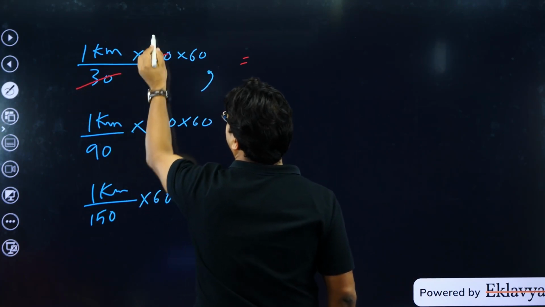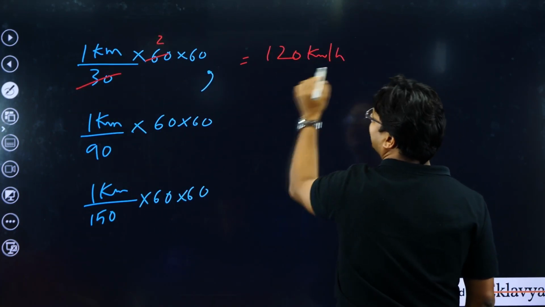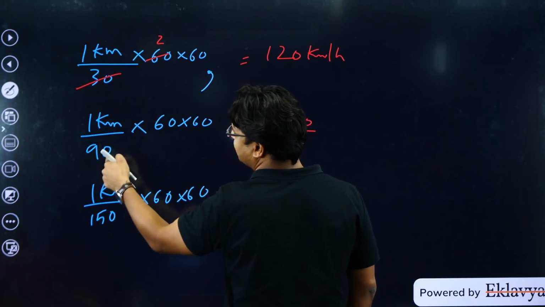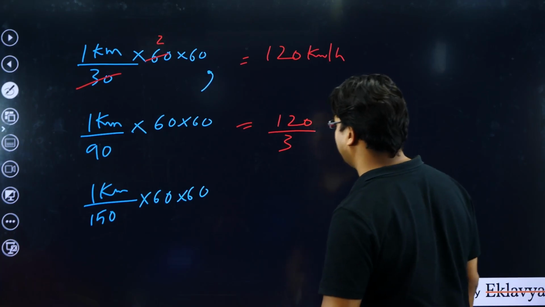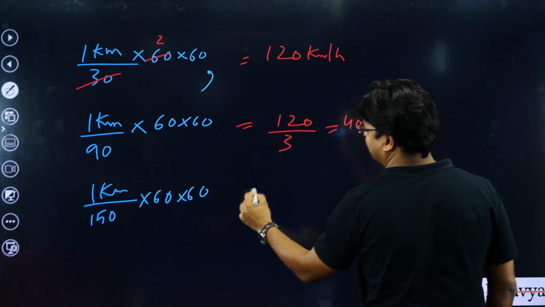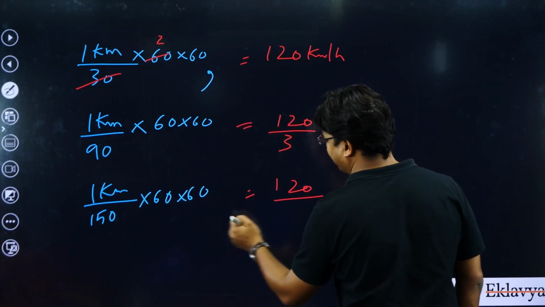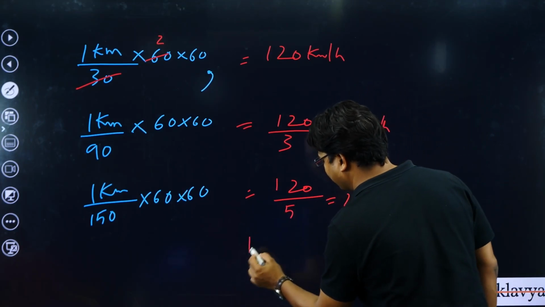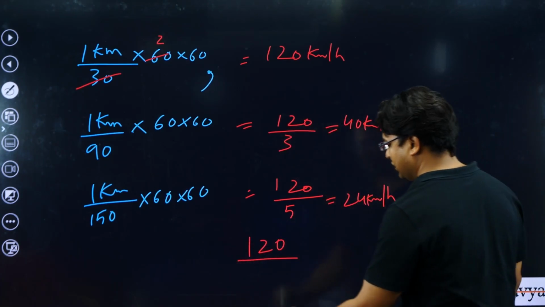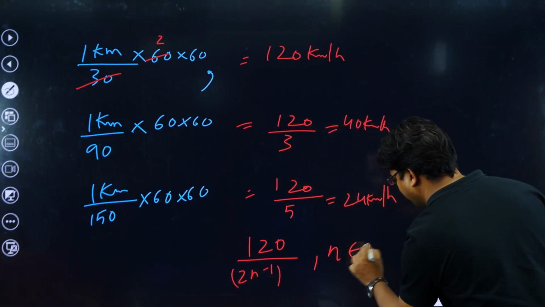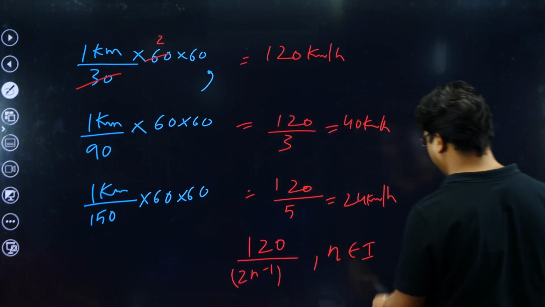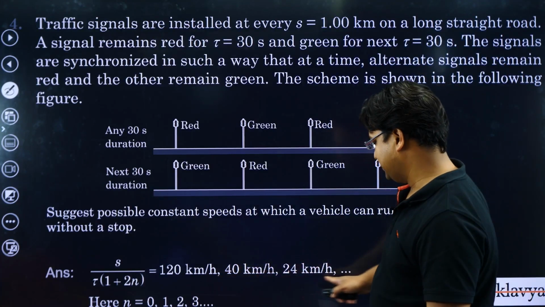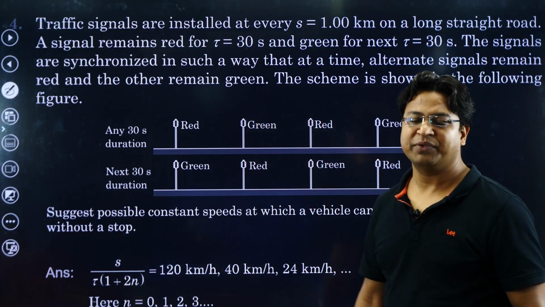The first value is 120 kilometers per hour. Then this 30 has changed to 90, so there is a factor of 3 more in the denominator, so this will become 40. Then this has become 150, which is 30 into 5, a factor of 5 compared to the first number, so that would be 24 kilometers per hour, and so on. You can continue this trend. So we can say that the speed is 120 divided by an odd number, let's say 2n minus 1, where n belongs to integers. You can't put n as 0, so n starts from 1, 2, 3, 4, and these are the allowed values of speed. All right students, so here we see these values, and this s by tau is probably the 120 that we are getting.